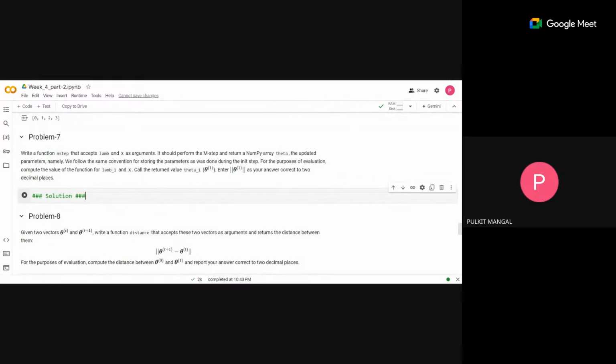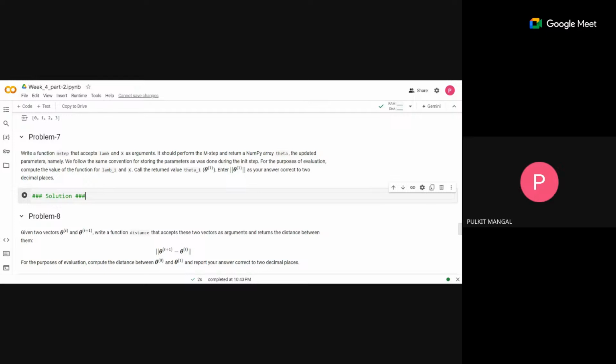Let's move toward the M step, that is updating the mu, sigma, and phi based on the lambda k values. In the M step, it accepts the parameters lambda and x as arguments. It will perform the M step and return a numpy array theta. Nothing else interesting, we only need to do the M step. The M step is basically updating the values.